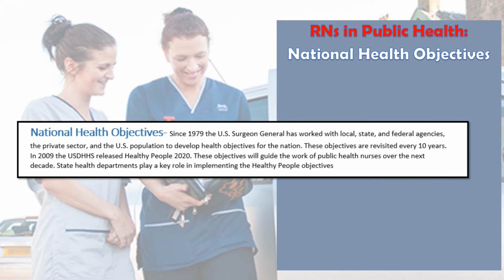In 2009, the DHHS released the Healthy People 2020. That's where we're at right now. These are objectives that will guide the work of public health nurses over the next decade. We're almost to 2020. It's a good link for you to follow that I provided in the classroom so that you can learn a little bit more. State health departments play a key role in implementing Healthy People objectives.